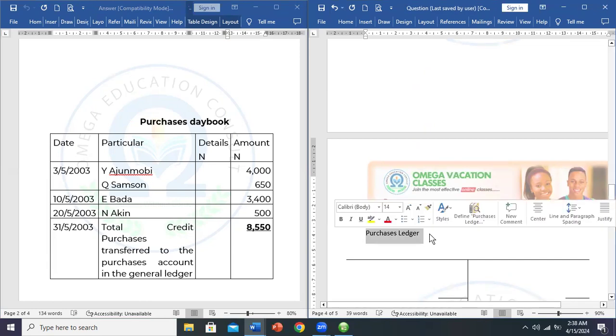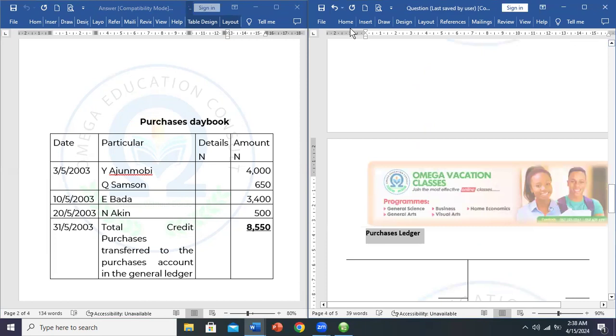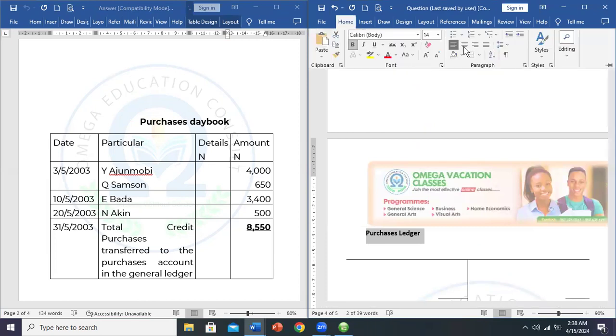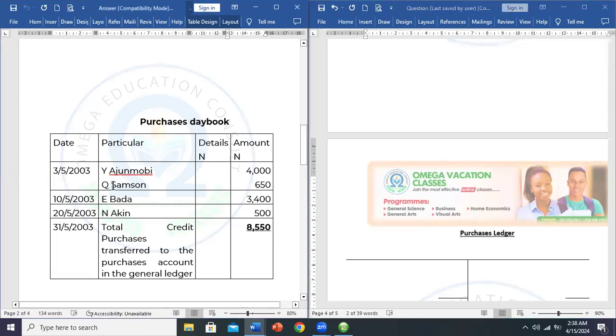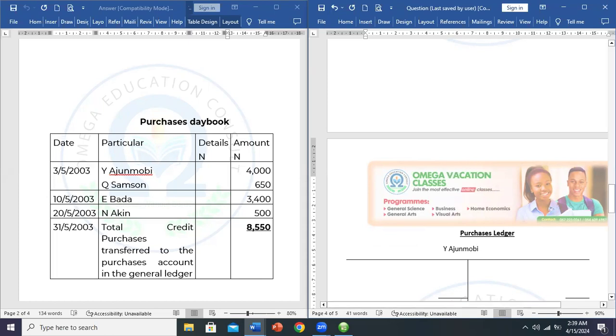So in that purchases ledger, you are going to open a separate account, this time for each creditor. Okay, so Y Ajun Mobi, Kyo Samson, Ibada, and Enakin. You open an account for all these creditors or suppliers. Okay, so let's do that. We have Y Ajun Mobi. I think we can put in the entry so that we don't have to be coming back.